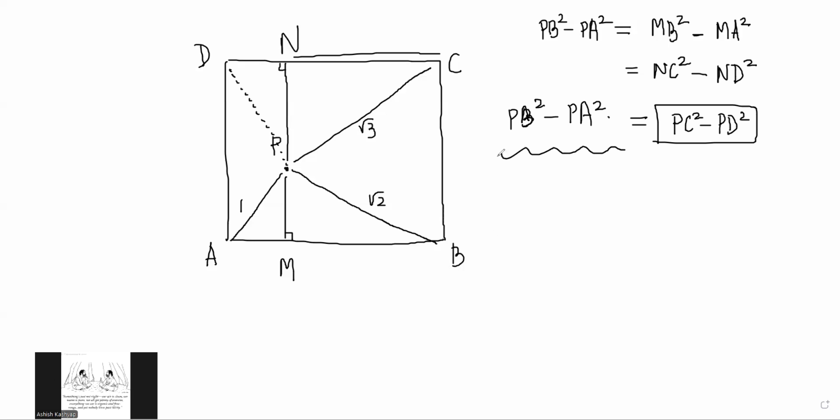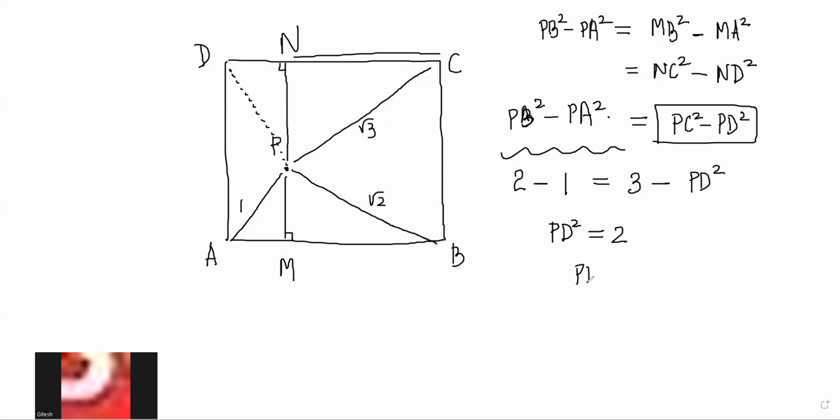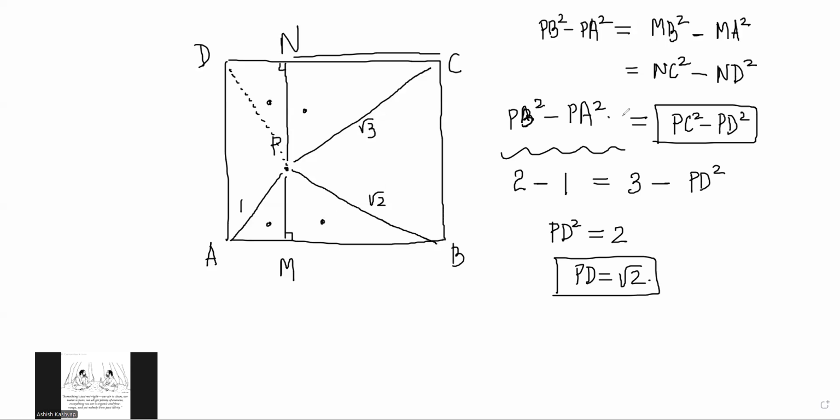So basically, we are getting 2 minus 1, 1 is equal to 3 minus PD square. So PD square is equal to 3 minus 2 plus 1, so 2. PD is root 2. So ultimately, it is Pythagoras theorem in these triangles and these triangles, but you have to be clever about it. It's Pythagoras theorem only. We are just making it look smarter.